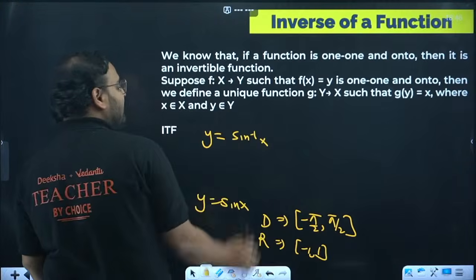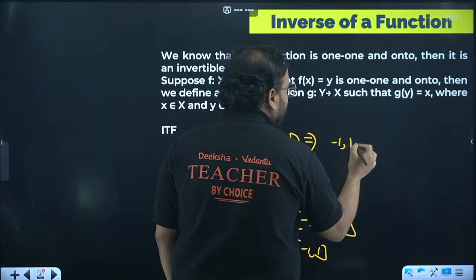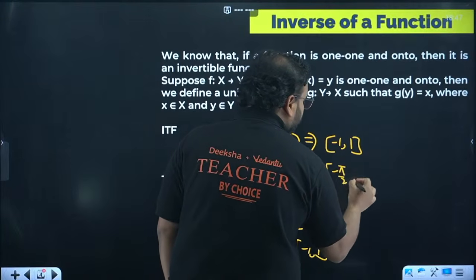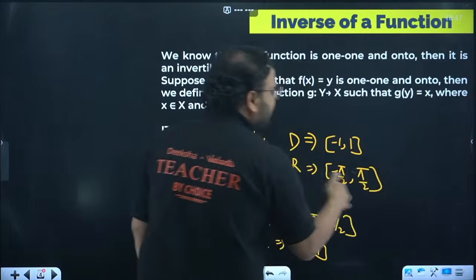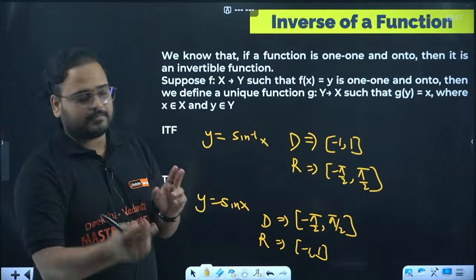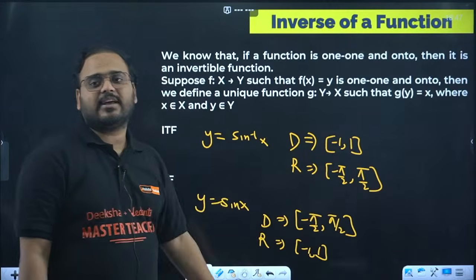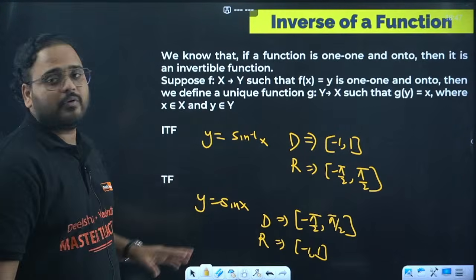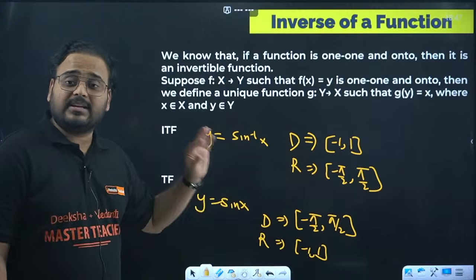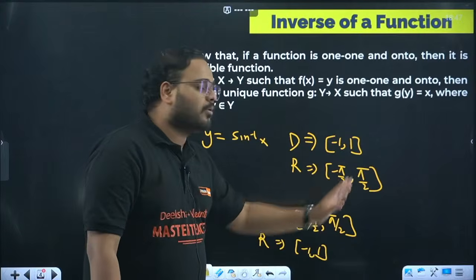So when we talk about sin inverse, this works the opposite way. The domain becomes minus 1 to 1 and the range becomes minus pi by 2 to pi by 2. As we know already, in the case of an inverse, the domain and range interchange each other. So the domain over here is the range, and the range over here is the domain in the case of sin inverse. I'm just explaining with an example. So this is clear, but it is only invertible if it is taken in the domain of minus pi by 2 to pi by 2.